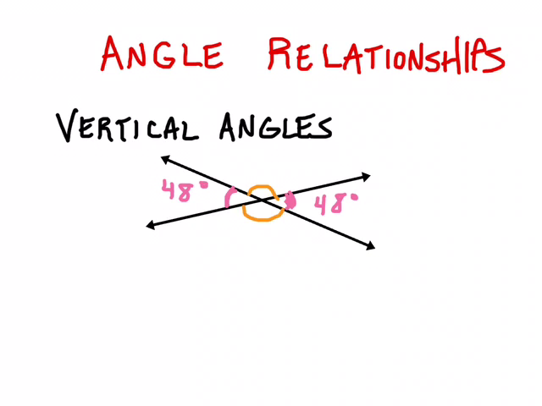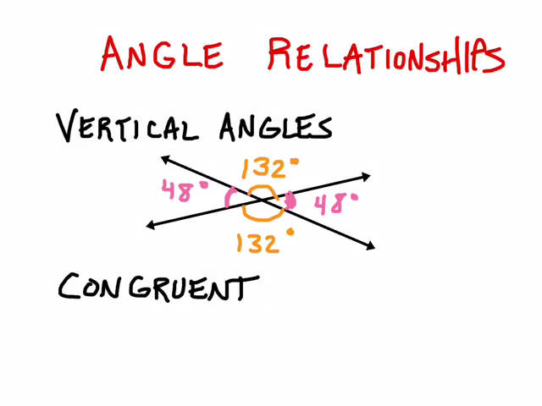Similarly, if I know that this orange angle has a measurement of 132 degrees, I know that the angle opposite also has a measurement of 132 degrees. That's a vertical angle, or those are vertical angles. And what we would say is that vertical angles are always congruent, which brings us to another important vocabulary word.